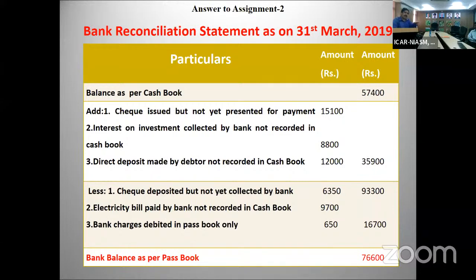So dishonour means, as I have told you, you have deposited the cheque and it has been sent by the bank for collection, but due to insufficient amount or maybe no signature on the cheque, maybe an invalid cheque like that, it may be dishonoured like this.